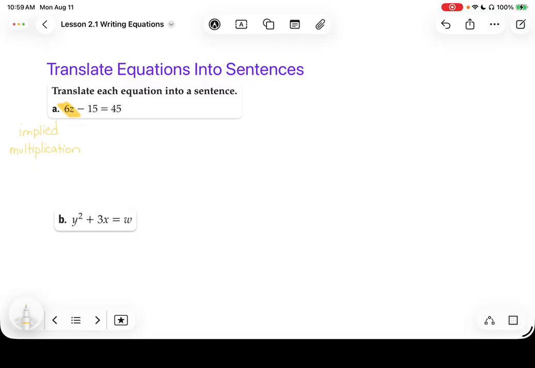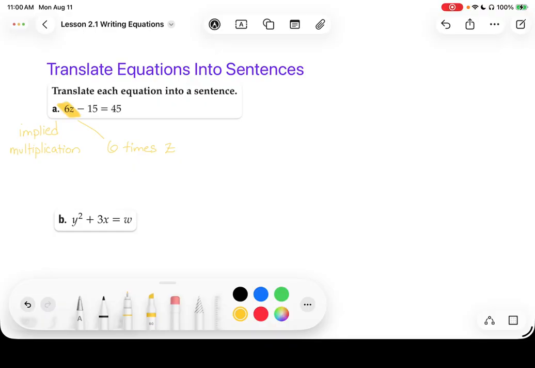Everything else, addition, subtraction, and division, you have to actually write the operation. But if there is no operation, it's multiplication. And the term for that is implied multiplication. So this is 6 multiplied by z. Now I'm gonna keep it simple, and I'm gonna write this as 6 times z. But if you wanted to get really fancy, you could say the product of 6 and z.